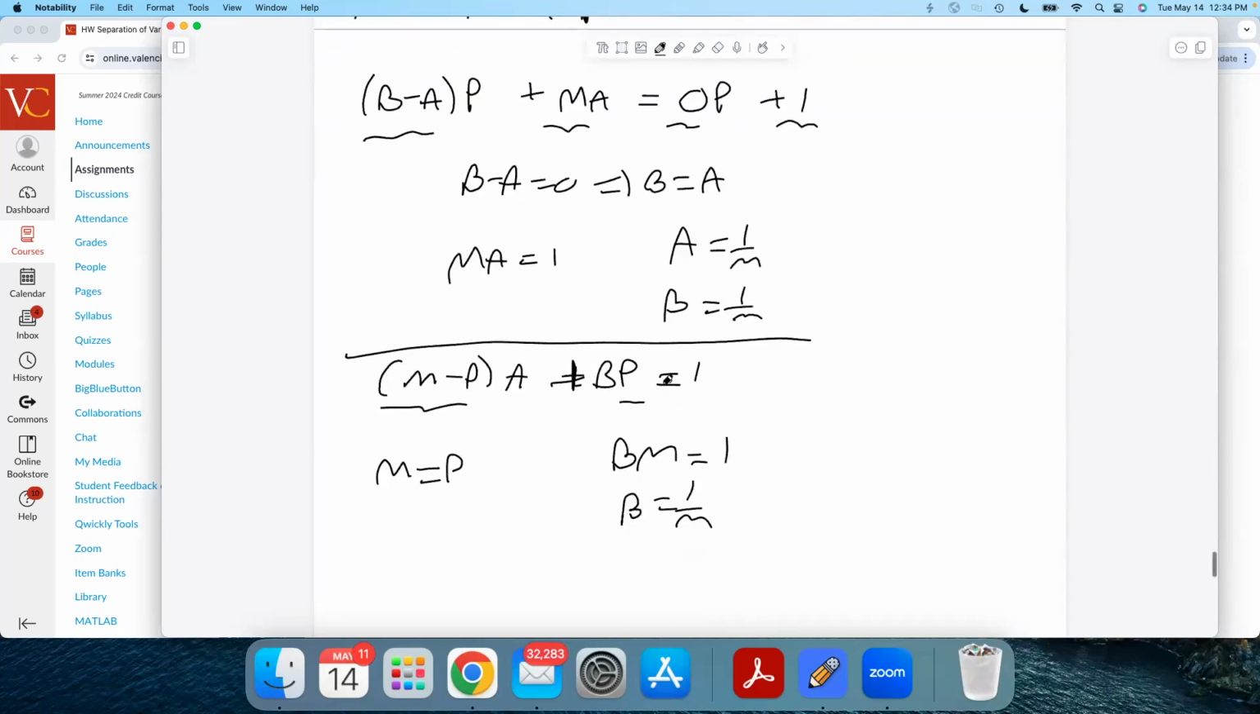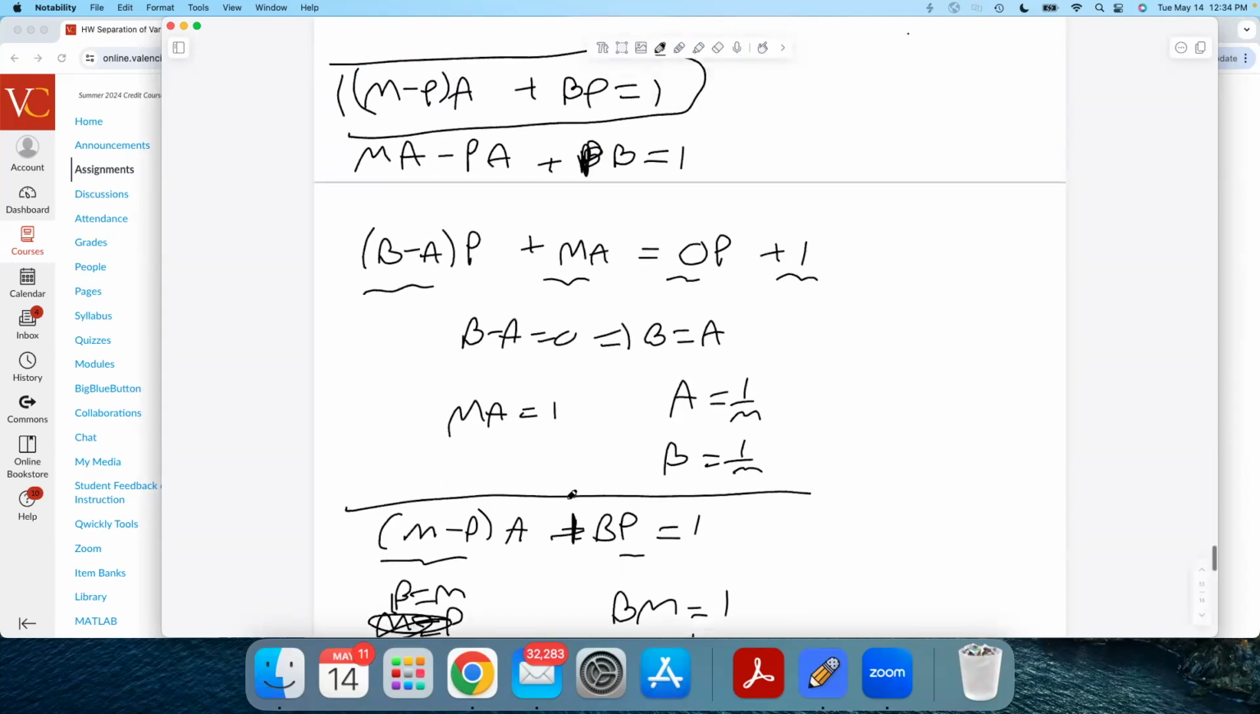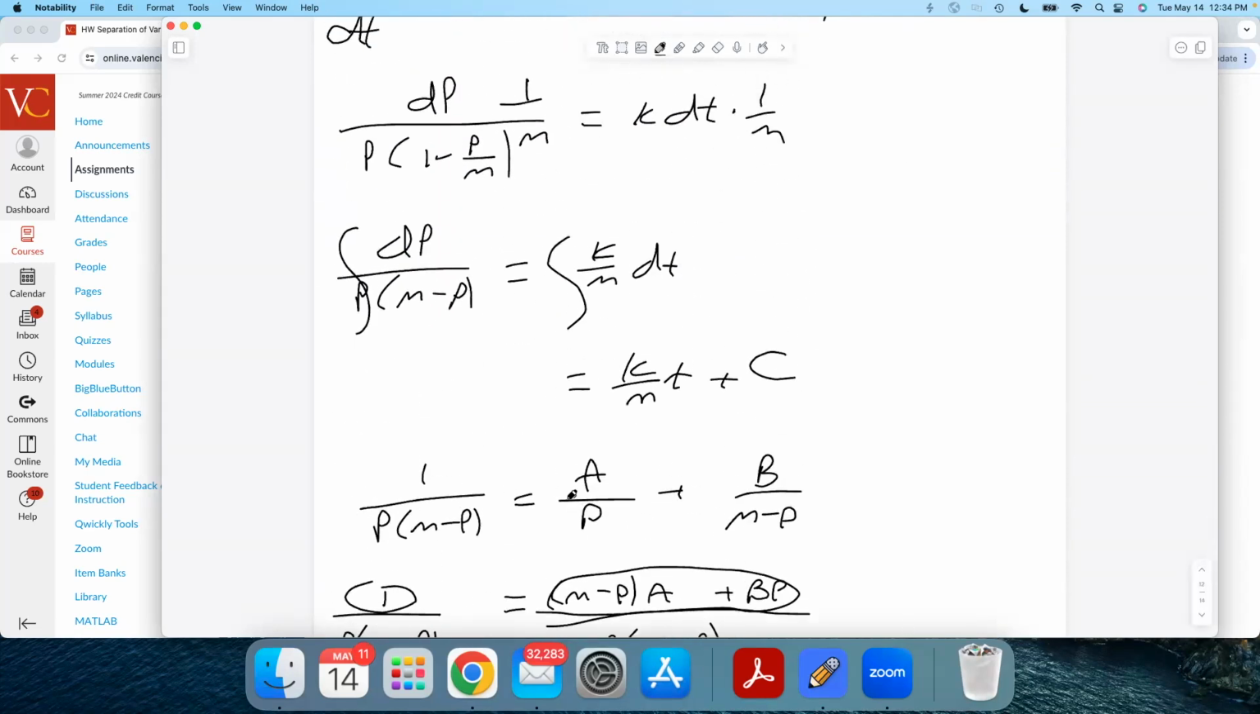Or I could plug in what would make this term 0. I could plug in P equals 0. I'm plugging in for P. This would be better if I wrote it this way. Plug in P equals 0. Then what would I get here? I would get MA plus 0 equals 1, which says A is 1 over M. We're going to do a lot of partial fractions this semester. I want to remind you how to do this. That's why I wanted to do this problem together.